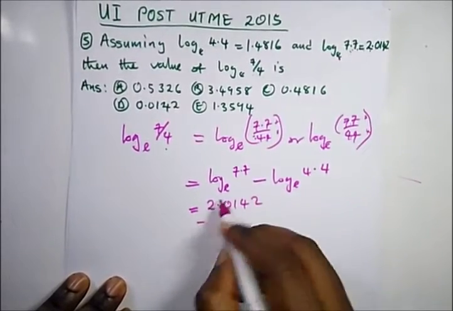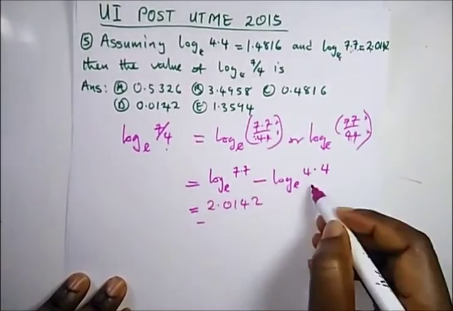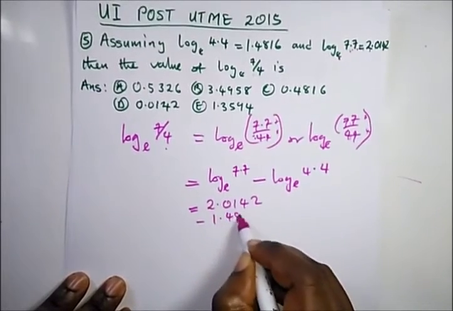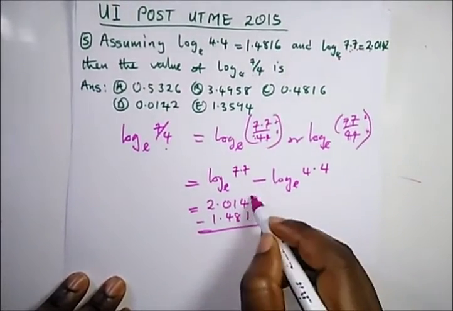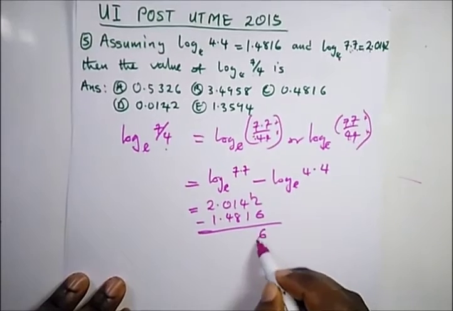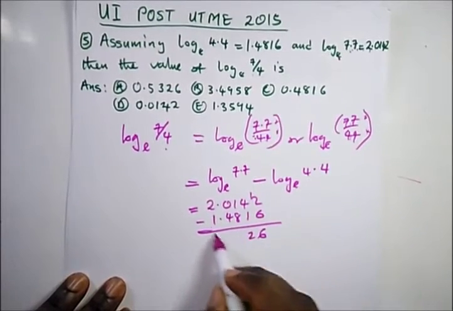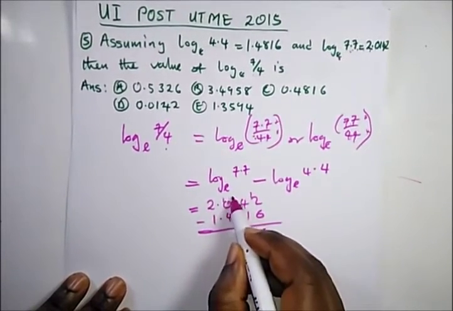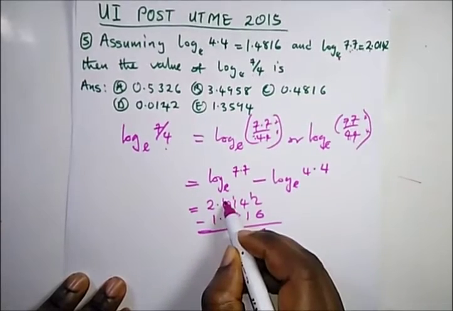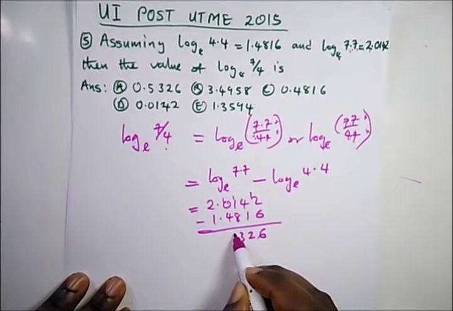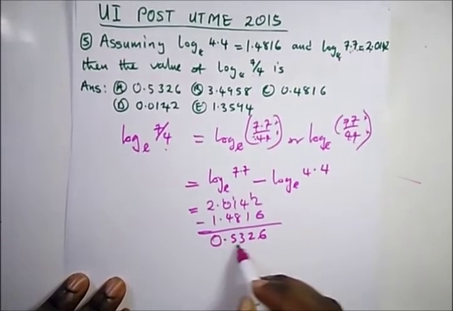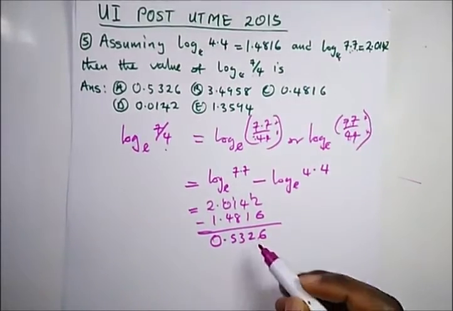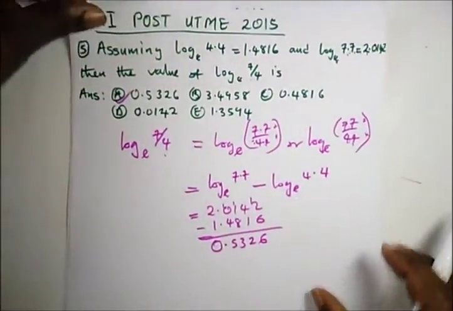2.0142 minus, let's just drop this here. What's the value of this? Which is 1.4816. Subtracting this, we'll borrow 1, that will be a 6. Remainder 3, 2. I have to borrow 1 to here, carry 1 here again, that is 3. And what is left here? 9. And that will give us a 5. So our answer is 0.5326. Option A.